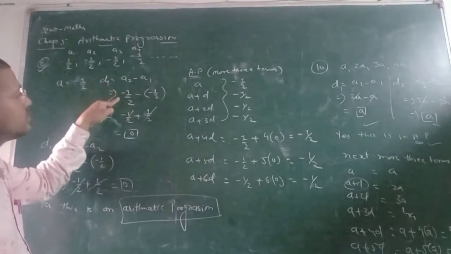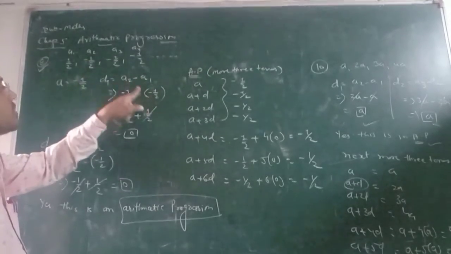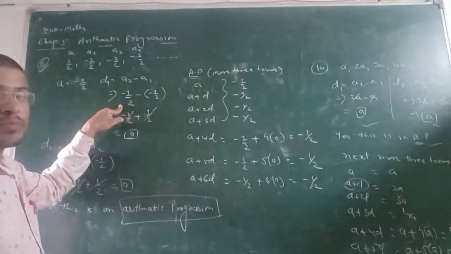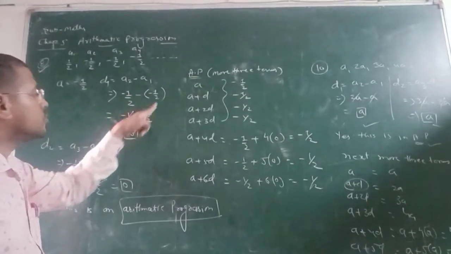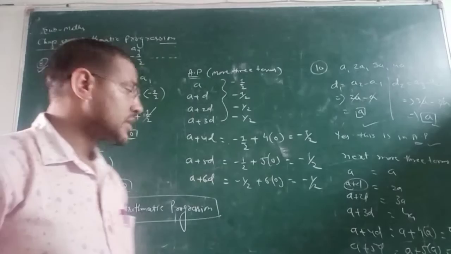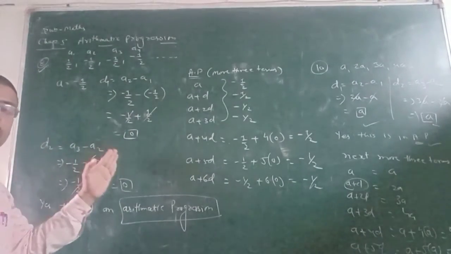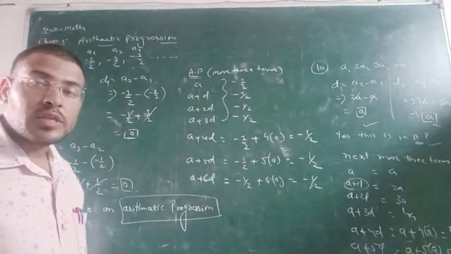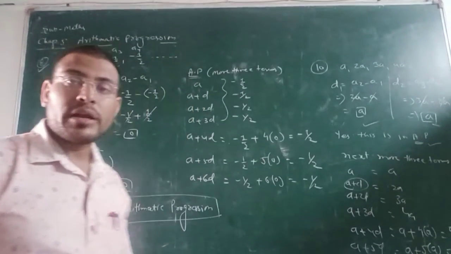Your a2 is equal to minus 1 upon 2 and a1 is also minus 1 upon 2, but between them there is a minus sign. After subtracting, you get minus 1 upon 2 minus minus 1 upon 2, which cancels out and gives 0. Similarly, we find another common difference, a3 minus a2, and we get the same difference 0. It indicates that the given series is in arithmetic progression.